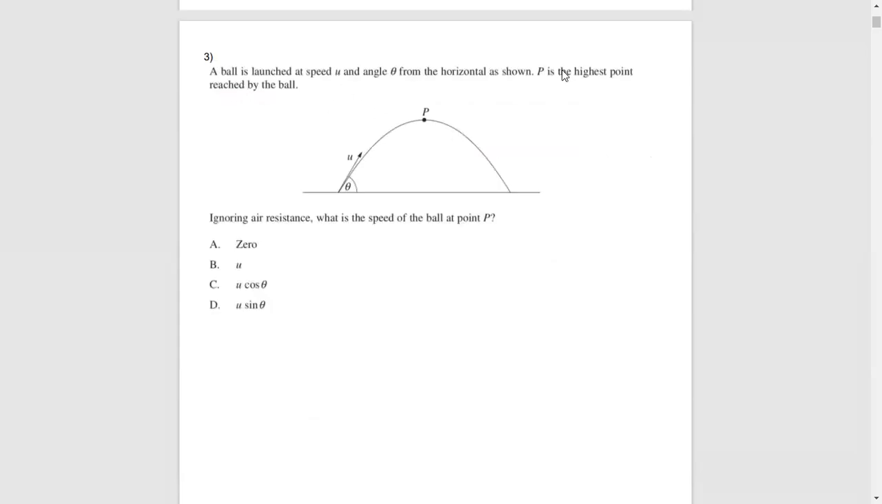Here you've got a projectile motion, P is the maximum height, ignoring air resistance. What's the speed of the ball at point P? We know that this is the maximum height, which means there is no vertical velocity. However, do remember, it still has a horizontal velocity, and that horizontal velocity is constant, which is ux, which is u cos theta. C.